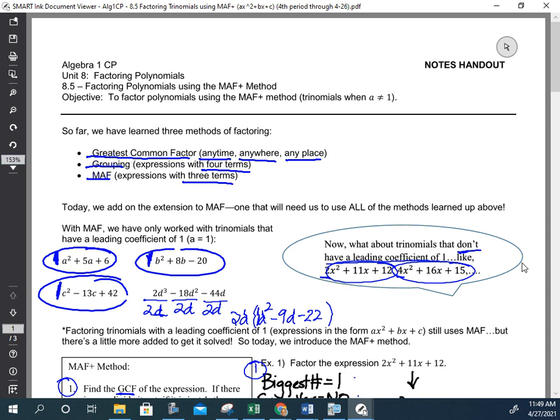So for example, when we were doing MAF and it was x squared plus 6x plus 8, this was real easy because that first number was the number one. So the only thing you had to worry about was getting m, which was the last number, getting a, which was the middle number, and then finding the two numbers that multiply to 8 and add to 6.